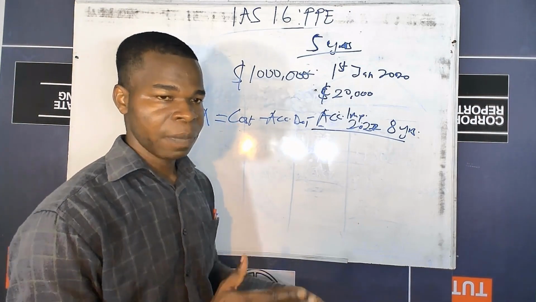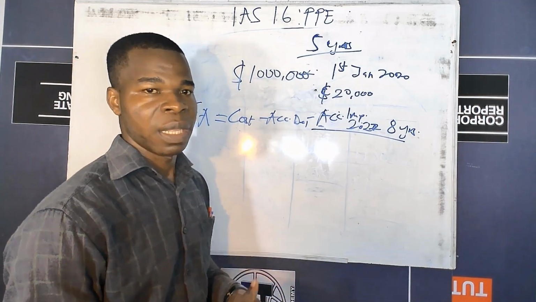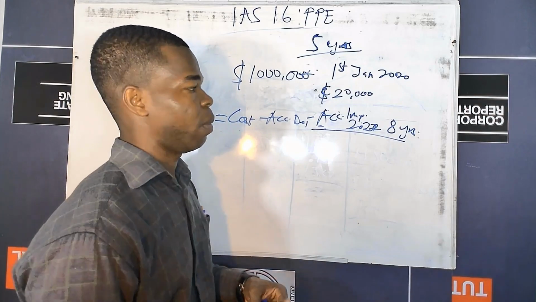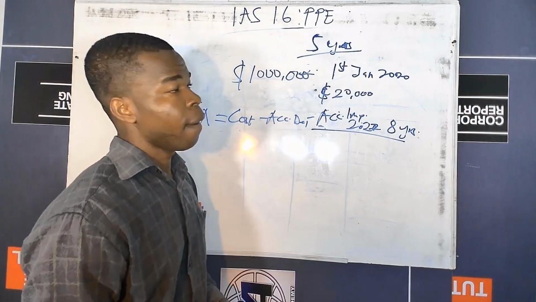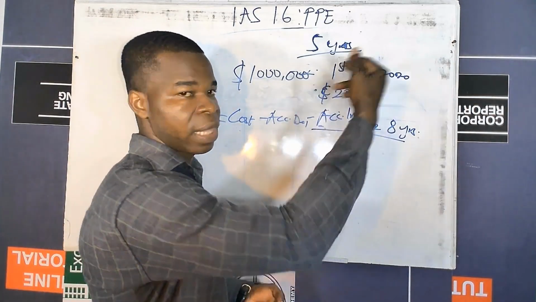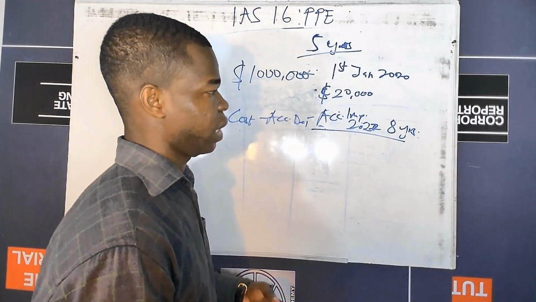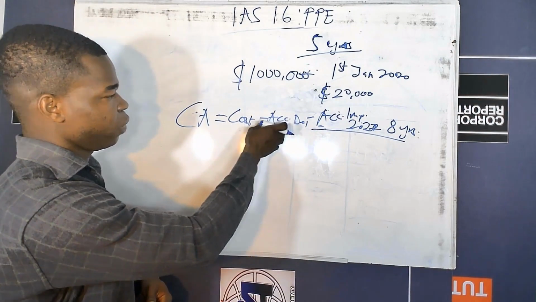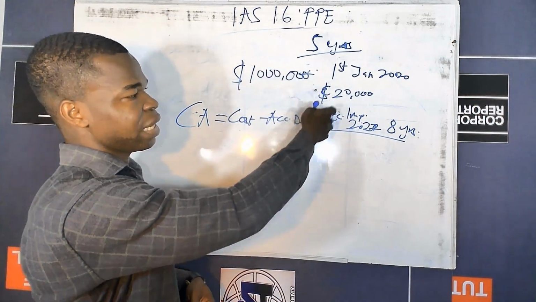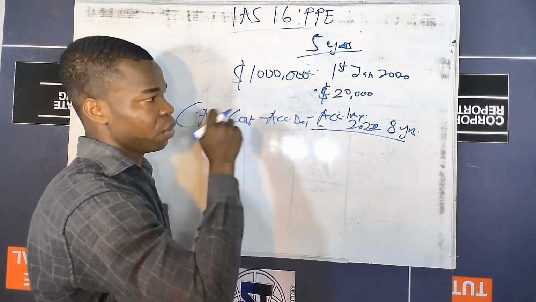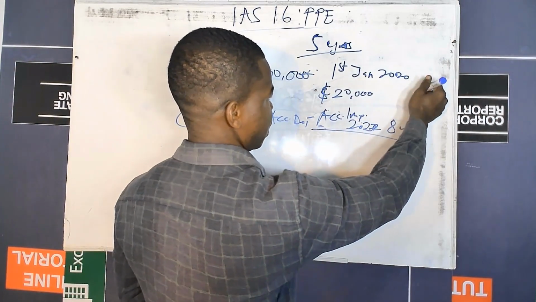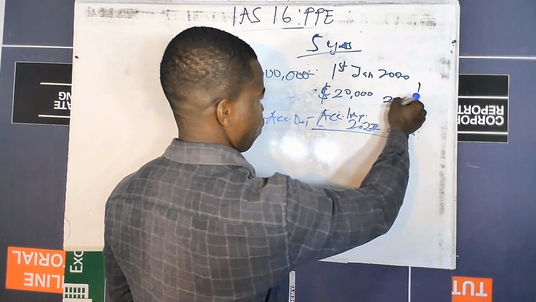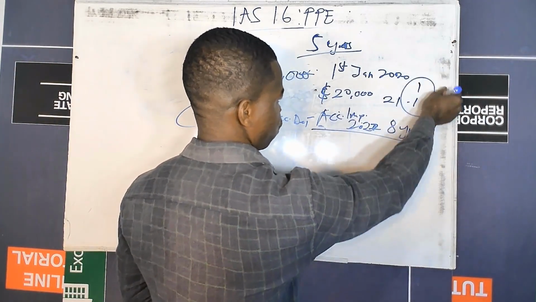It is when there's a difference between the carrying amount of an asset and the recoverable amount of the asset. If the carrying amount is greater than the recoverable amount, then we say the asset has been impaired. Now, with the review of this, you have to determine the carrying amount as at the date of the review. From here to the end of 2020 is 1 year, and then 2021 is another 1 year. So that is 2 years.